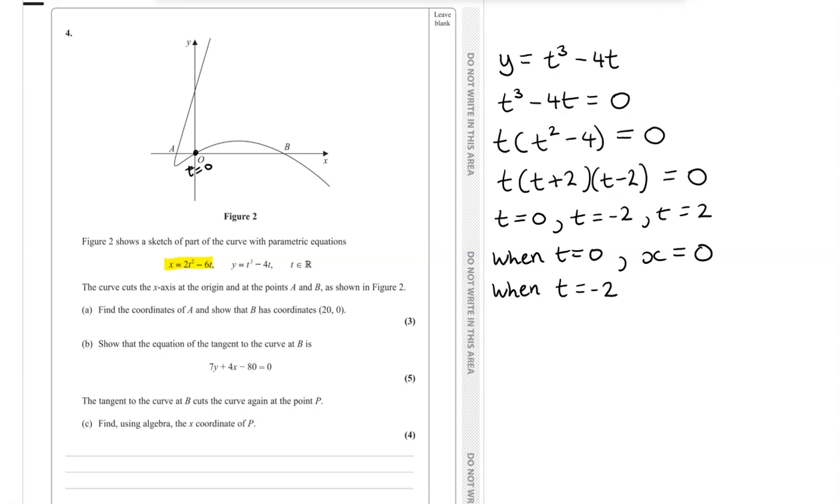Okay, so we're going to test this second value of t. So we're going to look at what happens when t equals minus 2. So we plug it into our equation for x. So we do 2 times minus 2 squared minus 6 times minus 2.